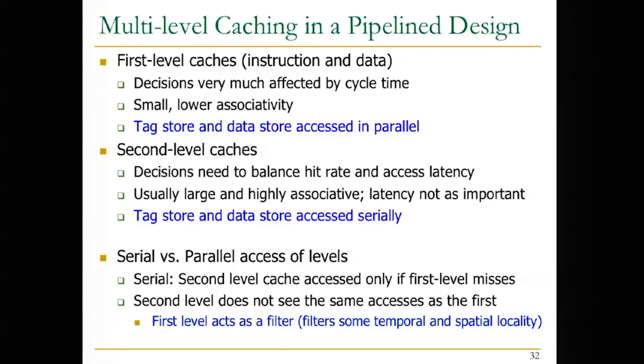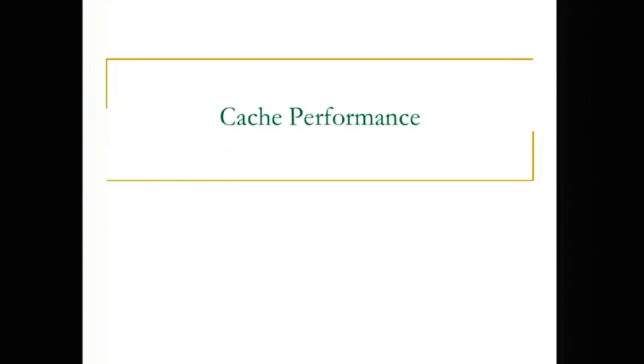You may have very good spatial locality in the first access stream, in the first level cache, but then you may not have any spatial locality in the second level cache. Right? It depends. Again, it depends on your access pattern. So management policies are therefore different. Okay, let's talk more about cache performance.